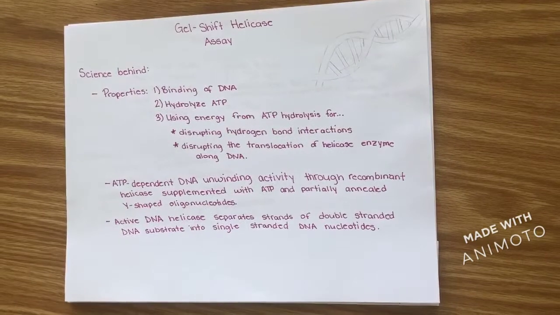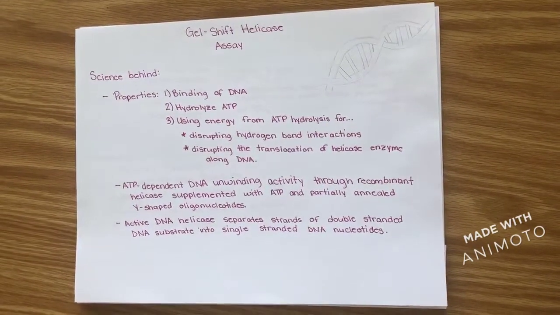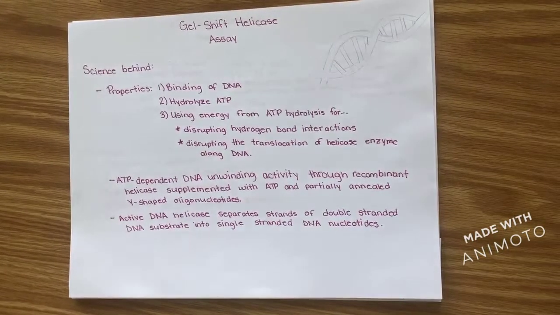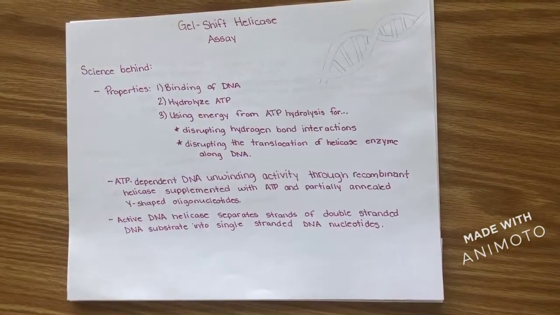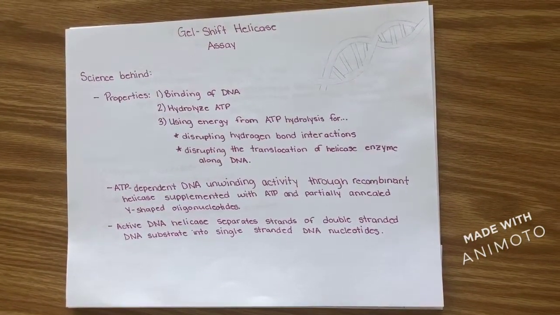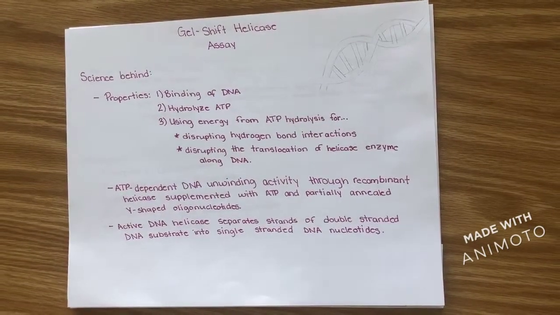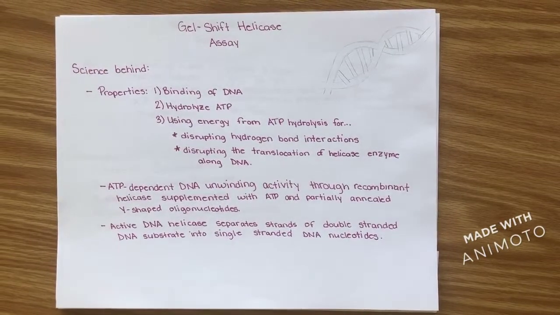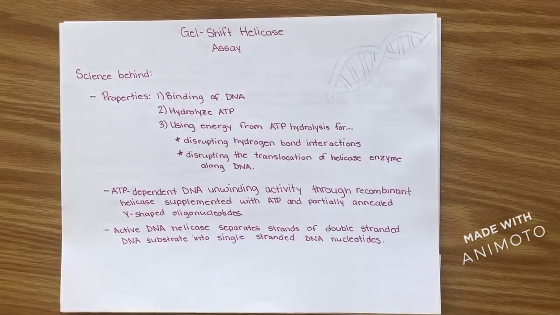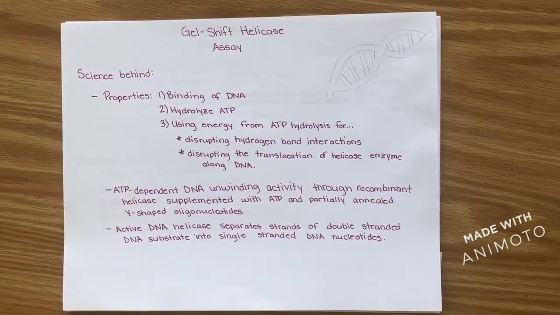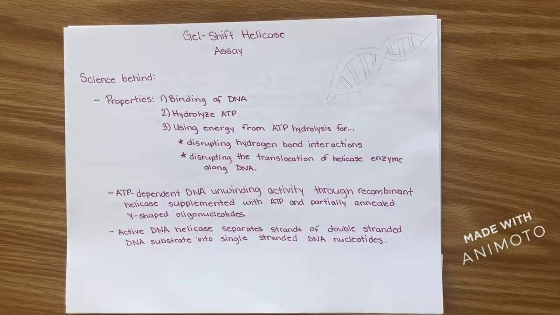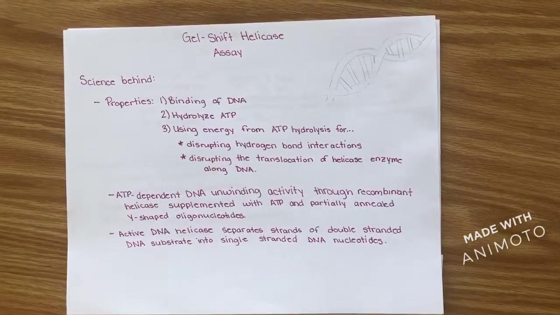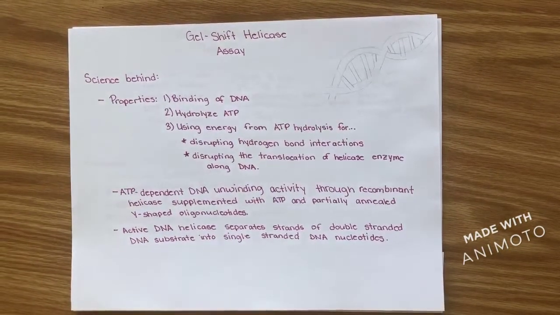Properties of gel-shift helicase assays include binding of DNA, hydrolyzing ATP, using energy from ATP hydrolysis for disrupting the hydrogen bond interactions between complementary bases, disrupting the translocation of helicase enzyme along DNA. ATP-dependent DNA unwinding activity through recombinant helicase supplemented with ATP and partially annealed Y-shaped oligonucleotides. The active DNA helicase separates strands of double-stranded DNA substrate into single-stranded DNA oligonucleotides.